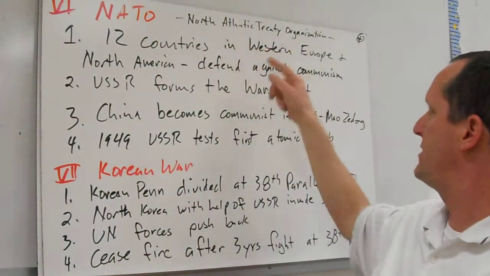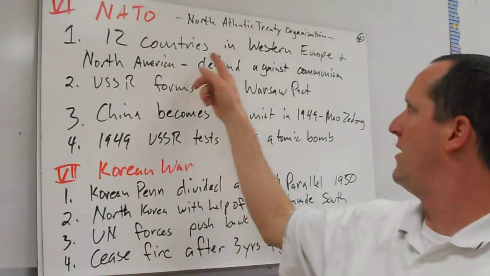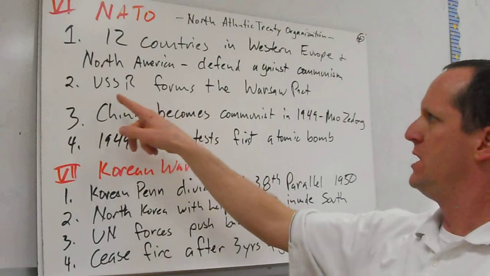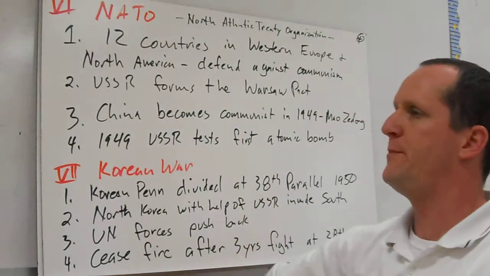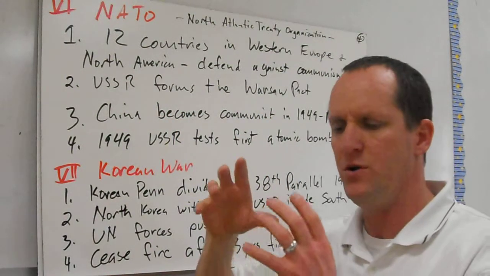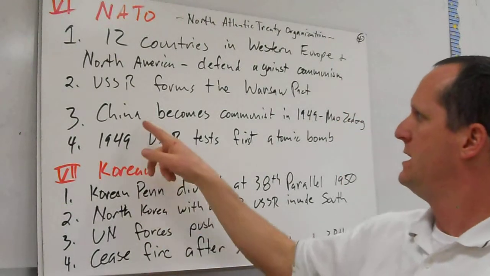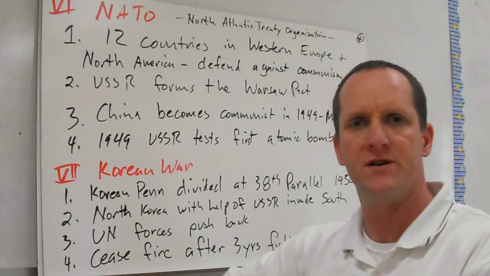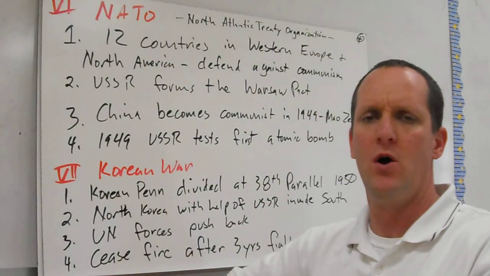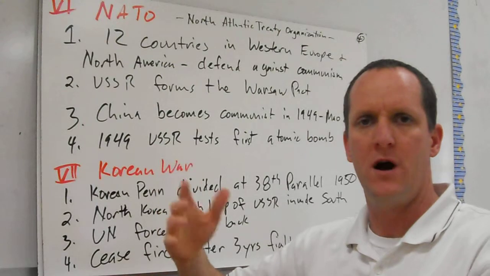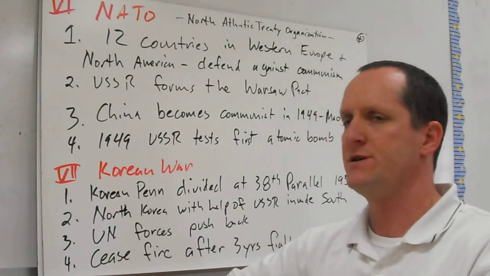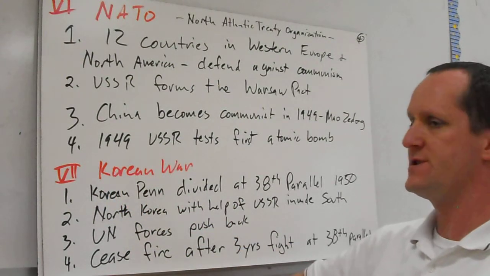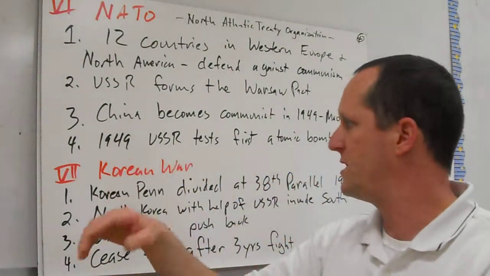Now NATO, the North Atlantic Treaty Organization, was formed. 12 countries in the beginning in Western Europe and North America to defend against communism. The USSR forms its own pact, or union, called the Warsaw Pact. China becomes a communist country in 1949 under Mao Zedong. They had been enduring a civil war, and this was a huge blow against the Truman Doctrine and the spread of communism, because China is the most populated country in the world. In 1949, the USSR tests its first atomic bomb, and they start to move towards the atomic age.